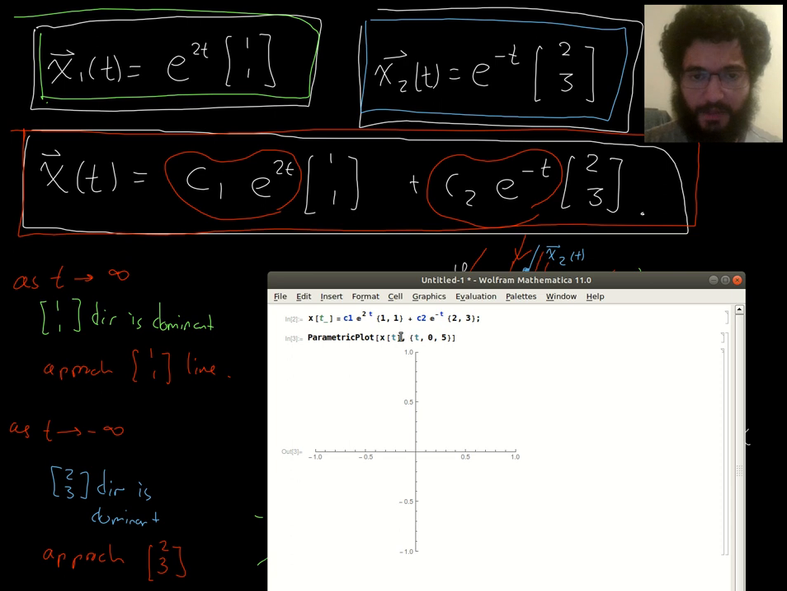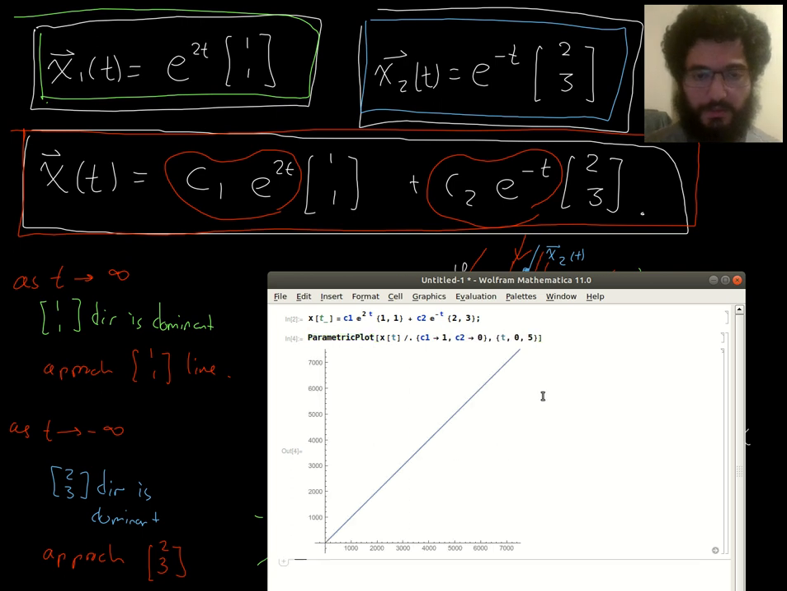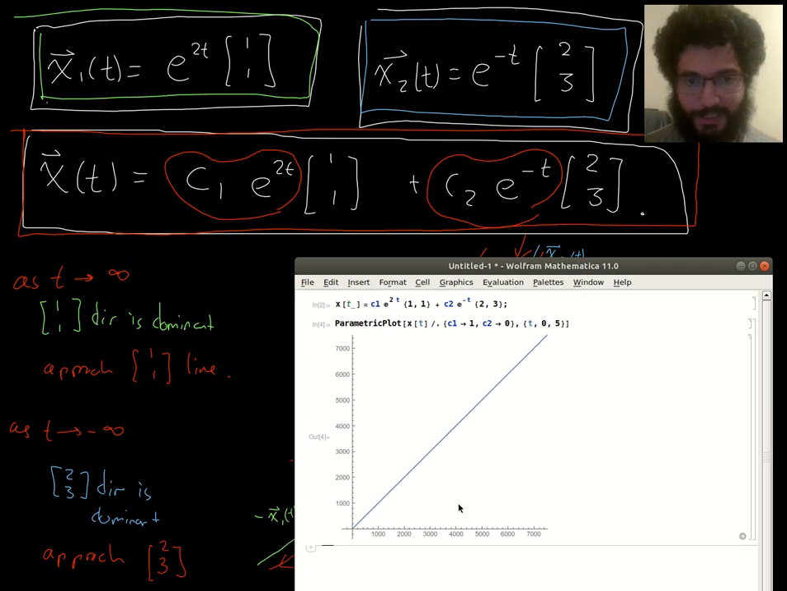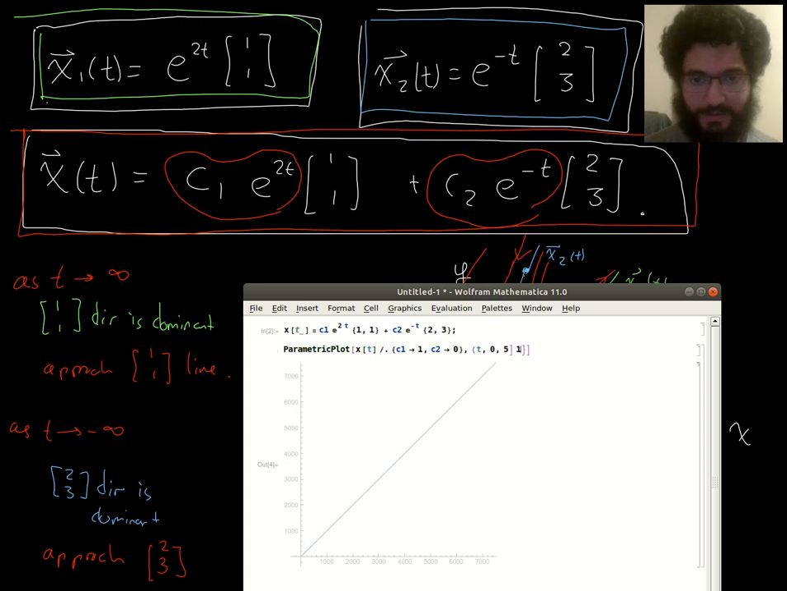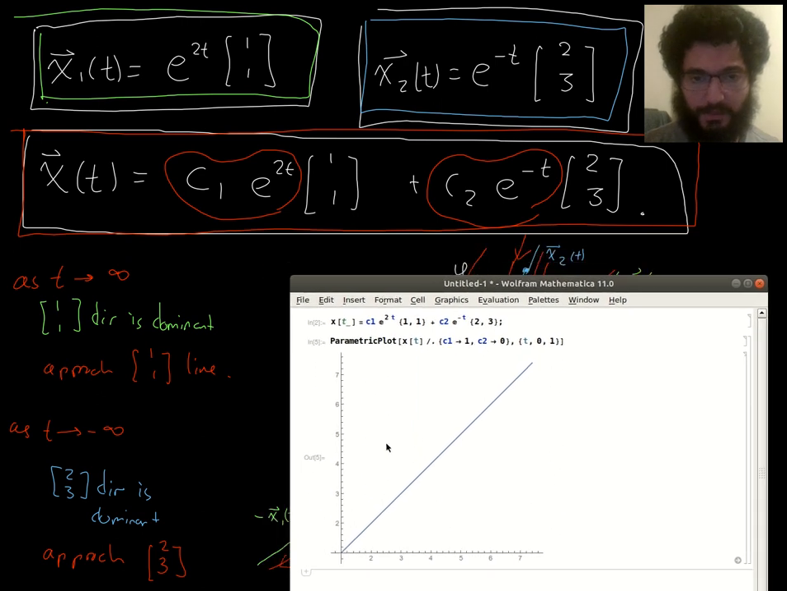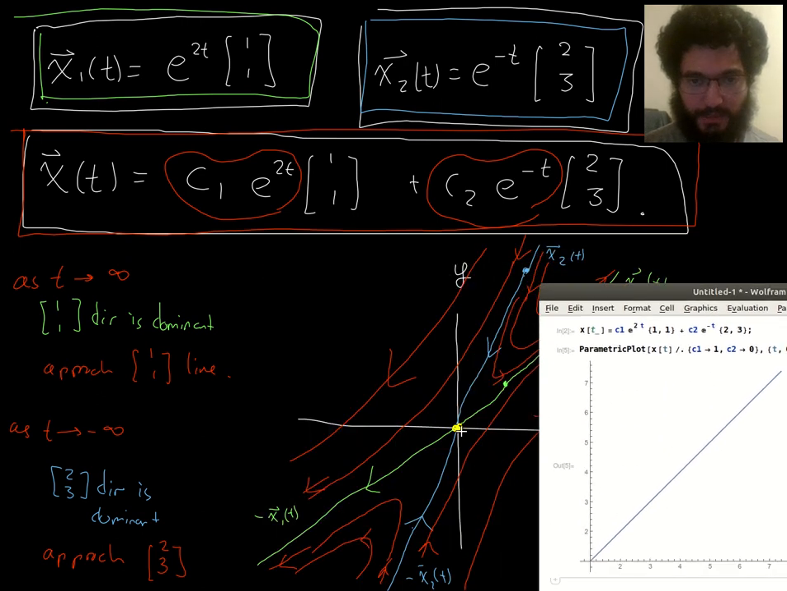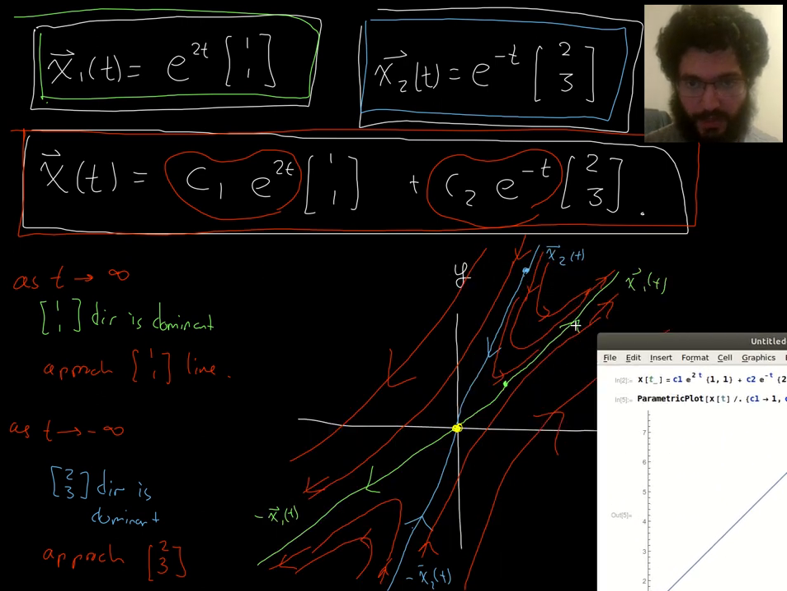But if I pick specific values for C1 and C2, like here's a way of saying plot it with the assumption that C1 is 1 and C2 is 0, then I get this line. The plot range is very large because of the exponential growth here, e to the 2t. Maybe if I ran it for shorter time, it would look more reasonable. Yeah, so what we're seeing here is this green ray.